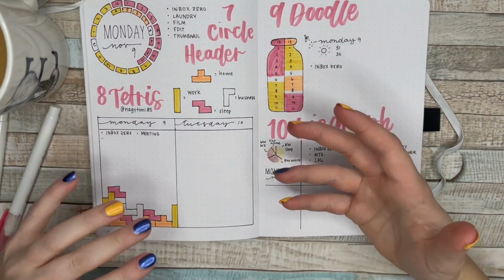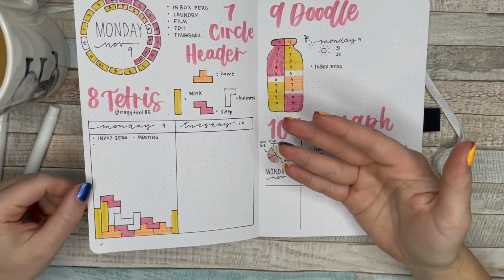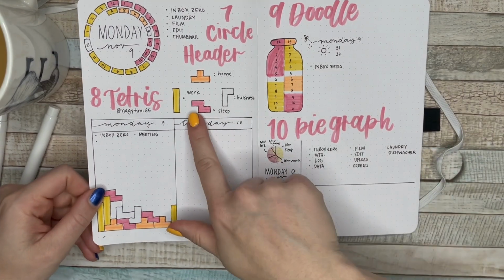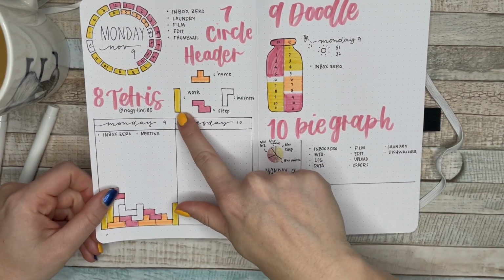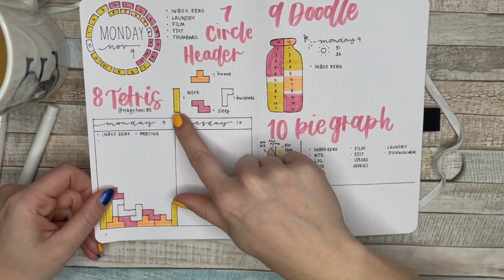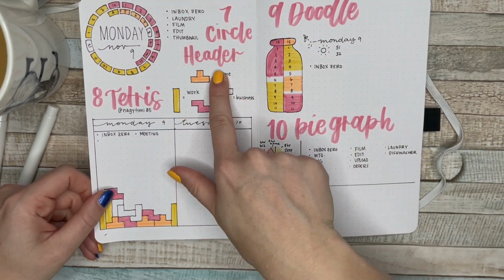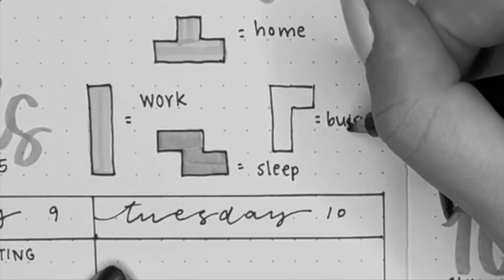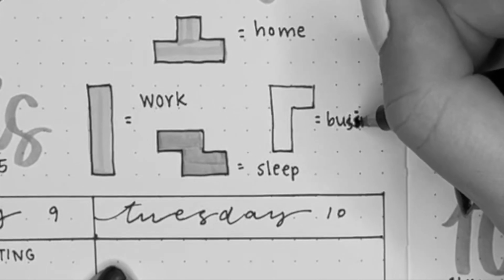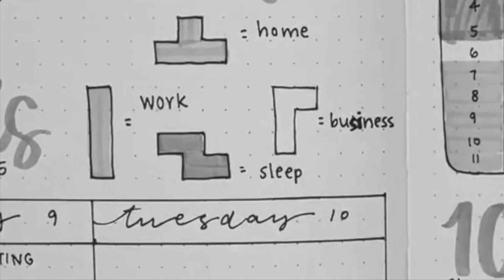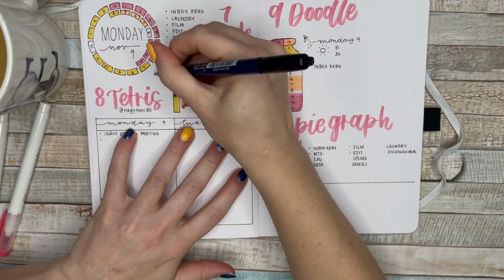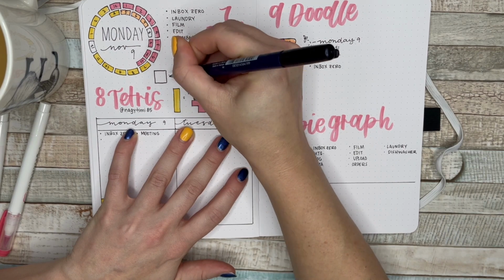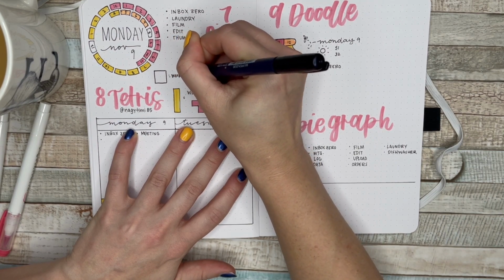Number 8 is doing Tetris. So this one is a little bit more fun, and I saved the more fun versions for the last few. So you can use Tetris pieces to indicate some aspect of your life. For example, work, sleep, business, and home. I spelled business wrong, don't mind that. And if I wanted to, I could also do a square and do that for workouts, for example.